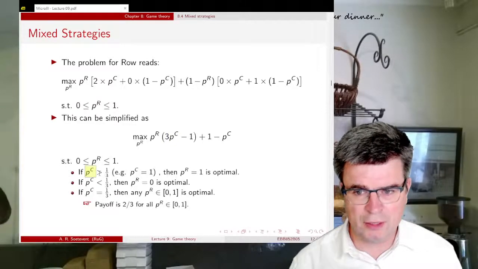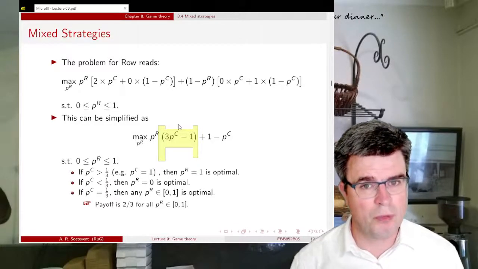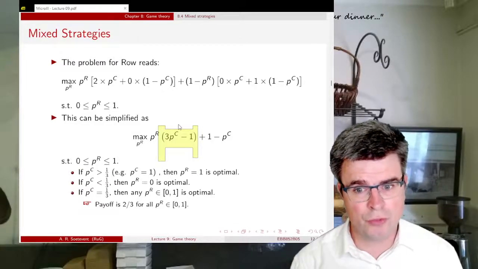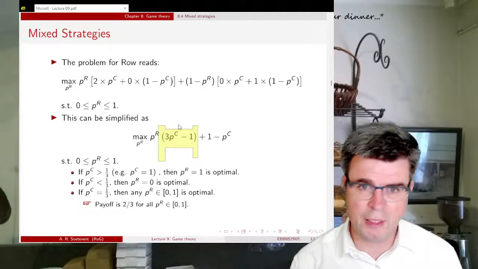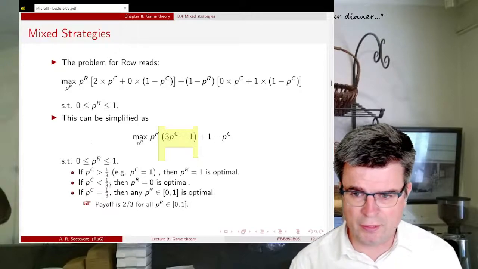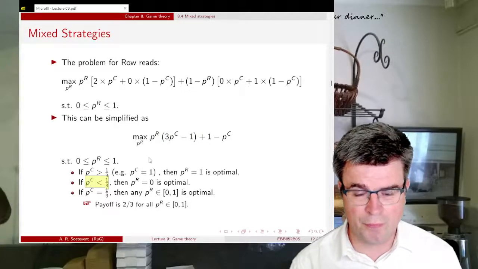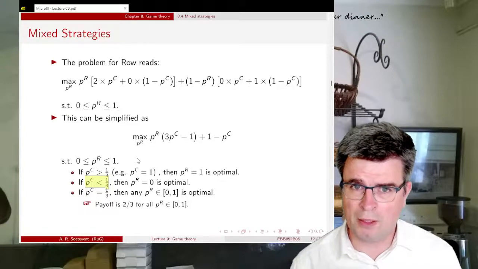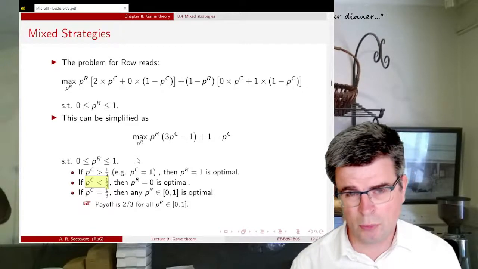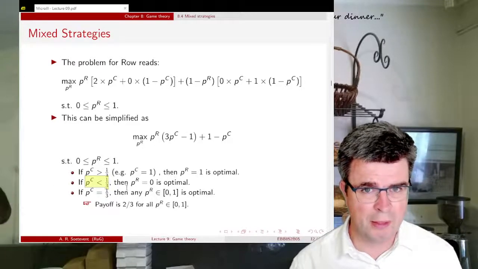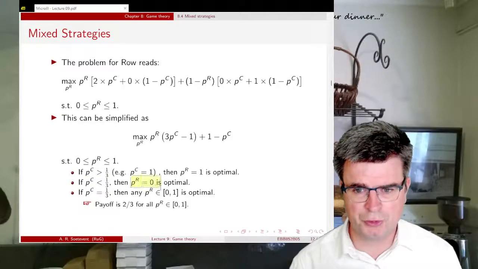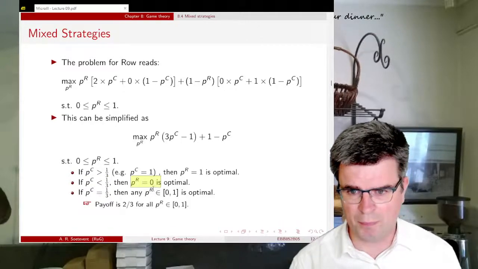If PC is larger than 1/3, then this term is positive. So the chance that the column player chooses Italy is sufficiently large. Well, then for the row player, it's also optimal to choose Italy. If instead this value is smaller than 1/3, then the probability that the column player chooses Italy is rather low, and it's better for the row player not to mix, but to go for Sweden for certain. So PR identical to 0.